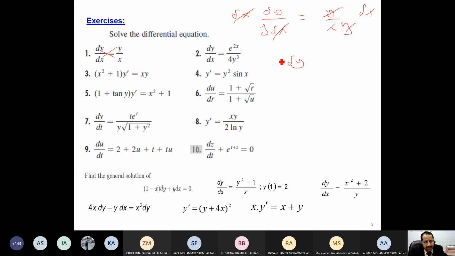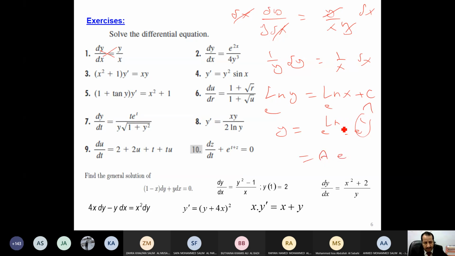What is left? dy times 1 over y equals 1 over x dx. Now it's clear that when we integrate, we come up with ln. So ln y equals ln x. As I mentioned, always try to put one constant. Now I want y, so take the exponential. It will be y equals exponential ln x plus exponential c. I call it a, then ln with the x here. Ln with x will be x only.